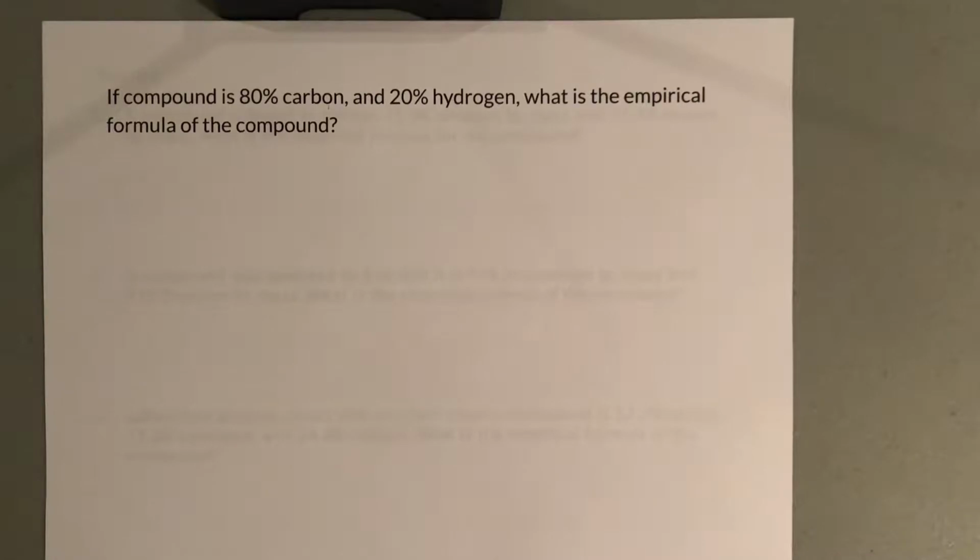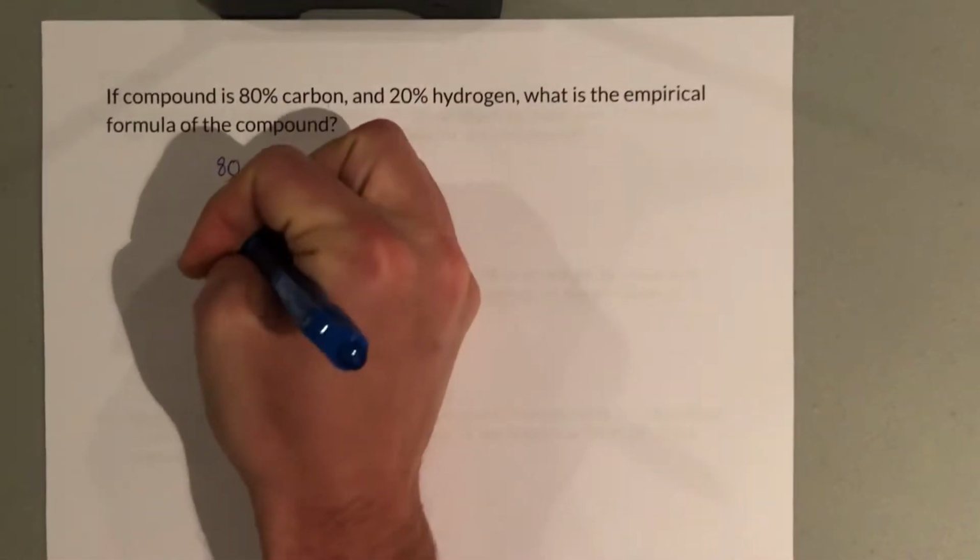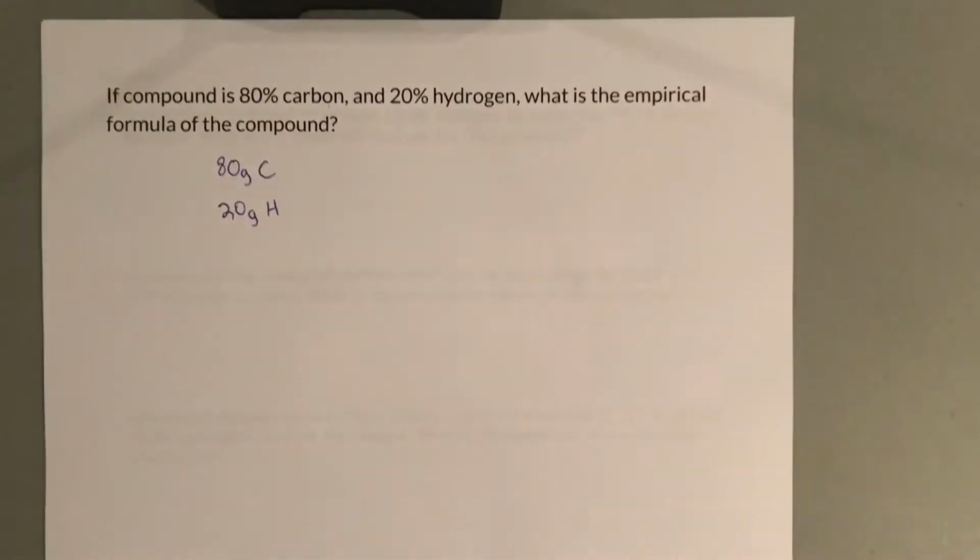Anytime you see percentages like this, they're going to be percentages based on mass, which means if it's 80% carbon, 80 grams out of every 100 grams are carbon. So we can say that we have 80 grams of carbon and 20 grams of hydrogen.